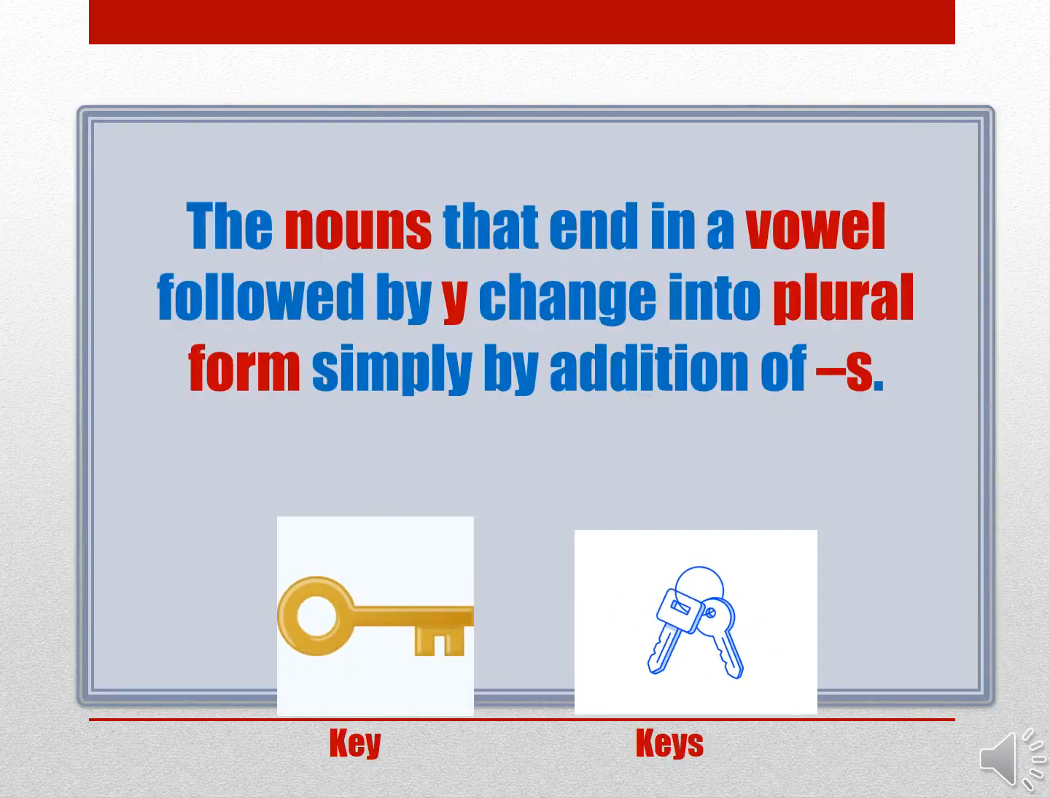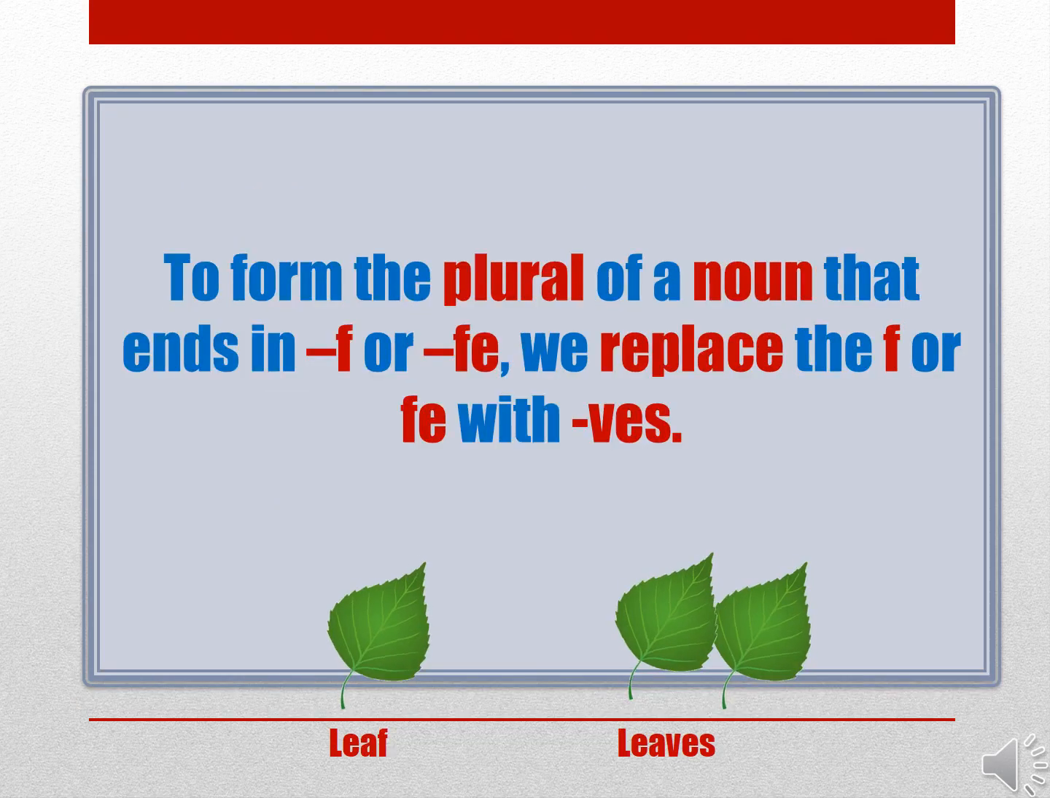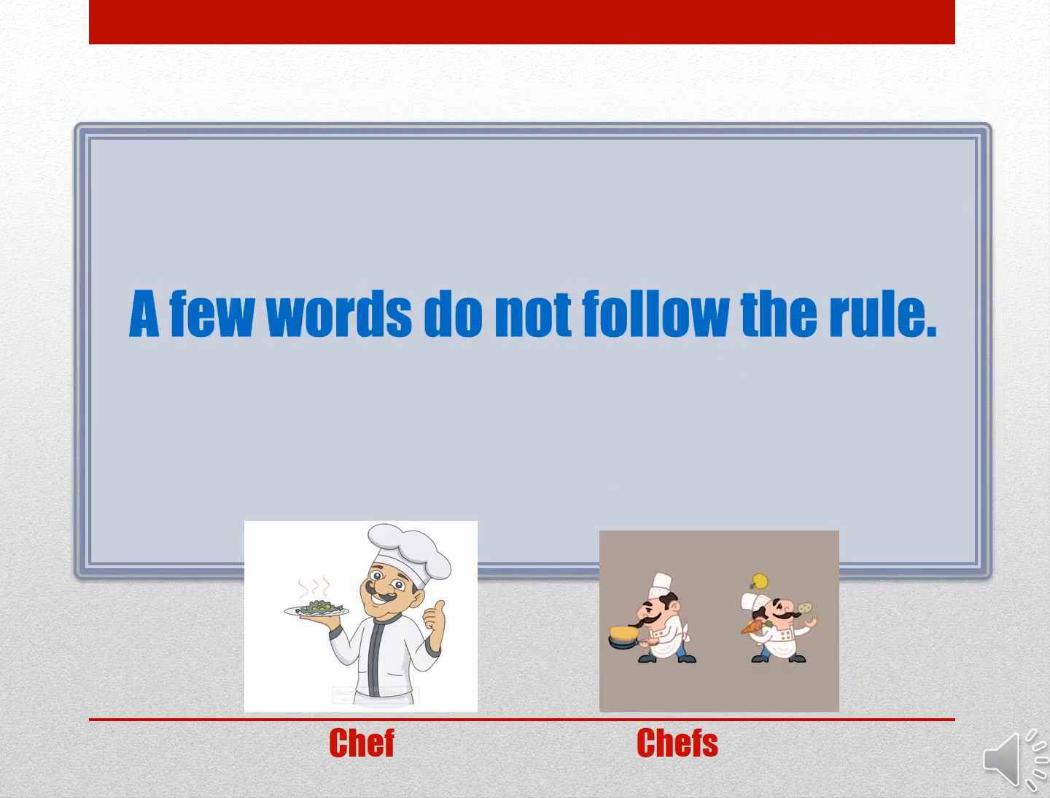The nouns that end in a vowel followed by Y change into plural form simply by addition of S. For example, key, keys. To form the plural of a noun that ends in F or FE, we replace the F or FE with VES. For example, leaf, leaves. There are, however, a few words that do not follow the rule. For example, chef, chefs.